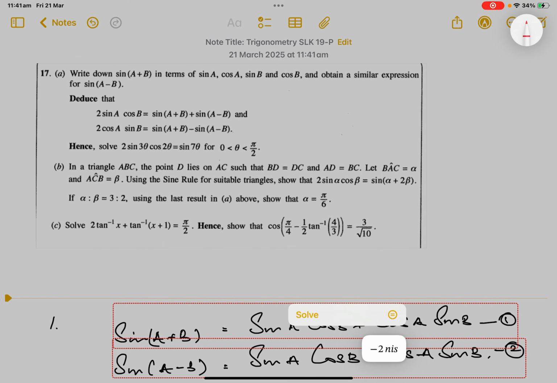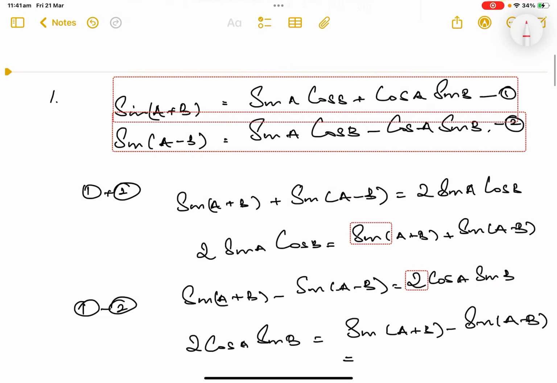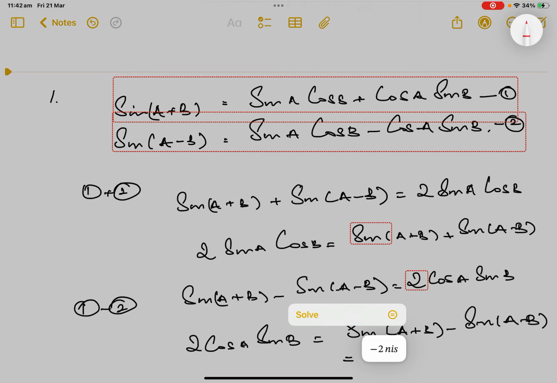A past question on trigonometry from a Sri Lankan A-level past paper. Write down sine A plus B in terms of sine A, cos A, sine B, cos B, and obtain a similar expression for sine A minus B. Let's do that first. Simply, sine A plus B equals sine A cos B plus cos A sine B is a trigonometric identity, one of the trigonometric properties.